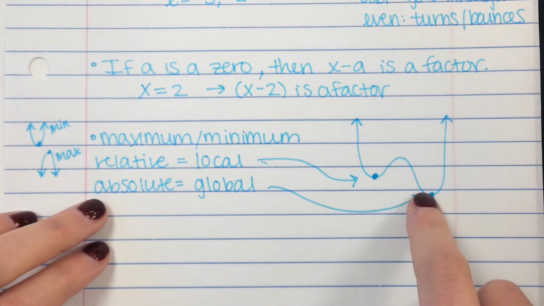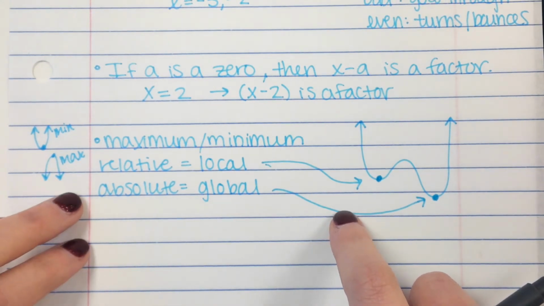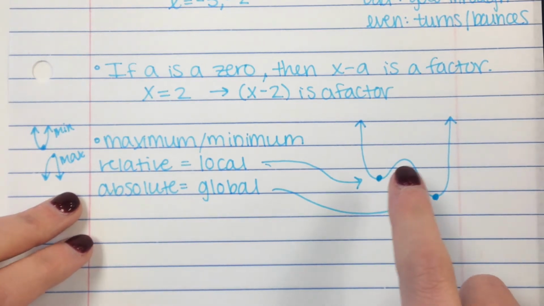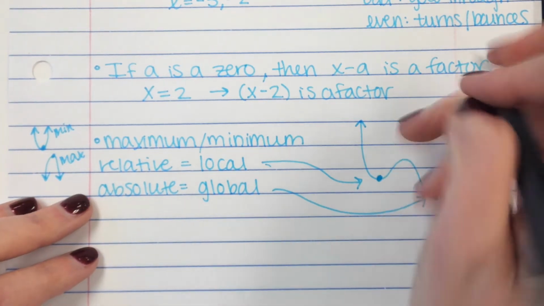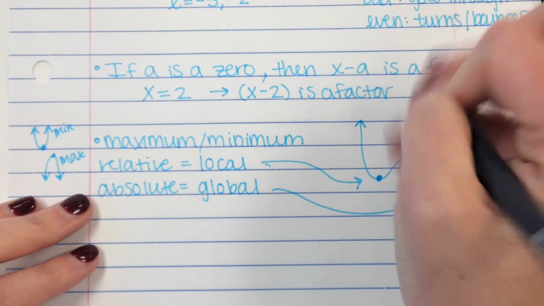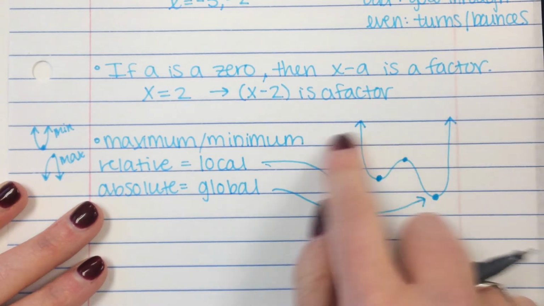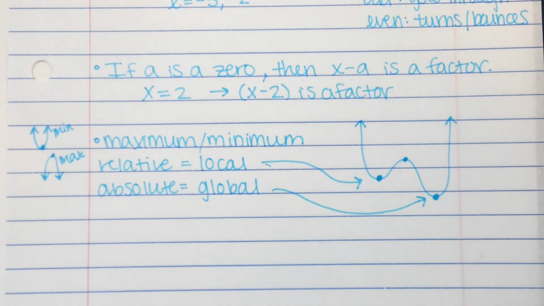Just be aware that's what that means. I'm going to show you how to find these in your calculator so you don't have to worry about doing these by hand or graphing these by hand. If this was asking us for a relative maximum, we could say that this is a relative max here. But if it asked us for the absolute max, we couldn't find it because we don't know where the graph ends because it keeps going up forever and ever.